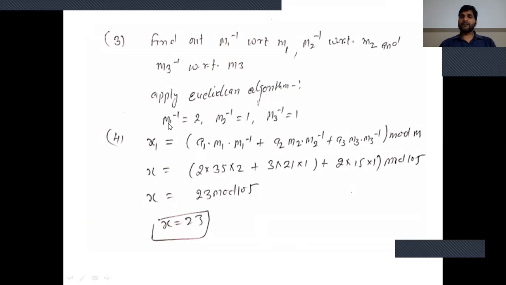After solving the inverses of M1, M2, M3, we solve the value of x using this equation: x equal to a1 M1 multiplied by M1 inverse plus a2 M2 M2 inverse plus a3 M3 M3 inverse, mod M. So put a1 equal to 2, M1 equal to 35, M1 inverse equal to 2. Similarly, a2 equal to 3, M2 equal to 21, M2 inverse 1, a3 equal to 2, M3 equal to 15, M3 inverse equal to 1. After solving, we find 23 mod 105, the value of x equal to 23.